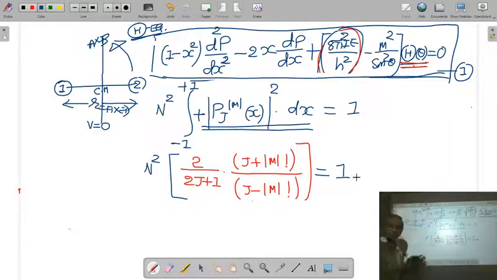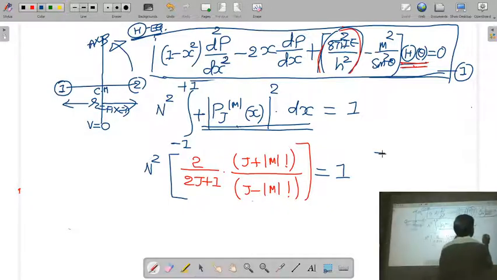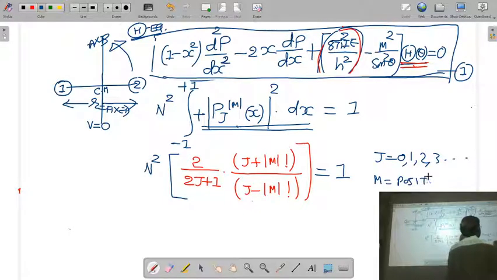Please remember, here I have directly written the value of this integral from the orthogonality property of Legendre polynomials. The value of this integral comes out to be 2 upon 2j plus 1, j plus n factorial upon j minus n factorial, is equal to 1. Here the value of j is taken as 0, 1, 2, 3 and so on, and n is a positive integer.